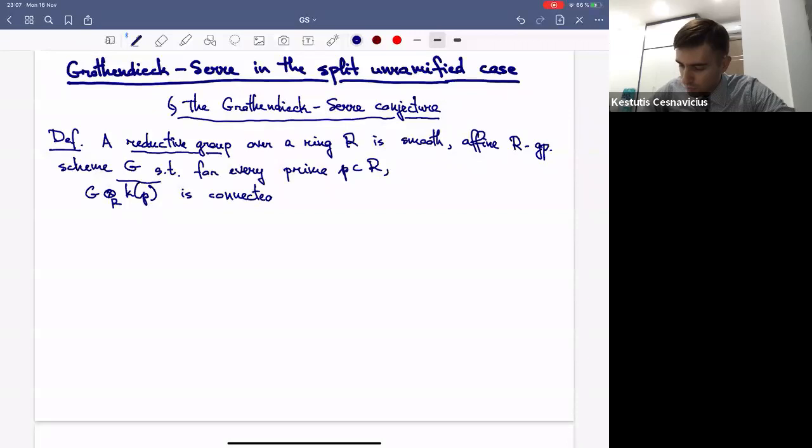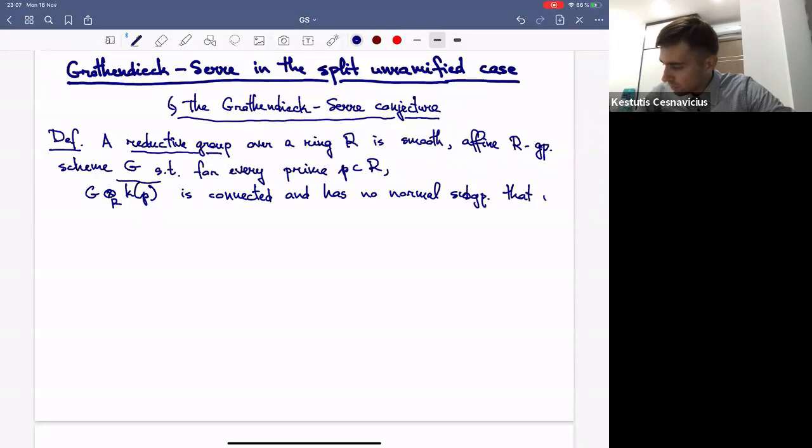This is the convention in SGA3, and this algebraic group over an algebraically closed field is reductive, in other words, it has no normal subgroup that is connected unipotent, or in other words, that is an iterated extension of G_a's. That is, an iterated extension of the additive group by itself.